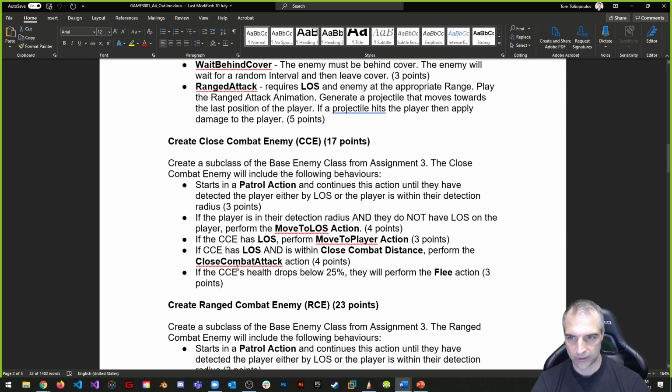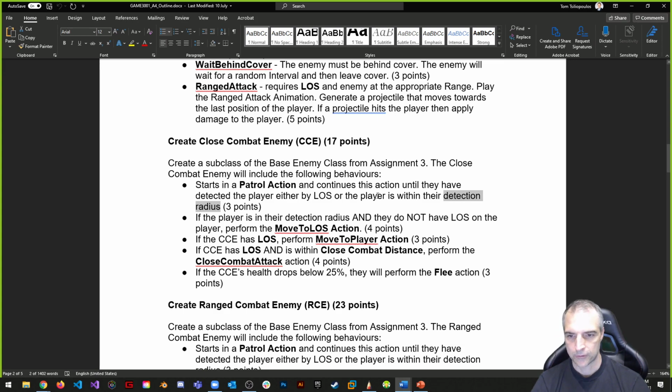But let's specifically look at dissecting the close combat enemy and seeing what that looks like in terms of our structure. We'll start off with the idea of using a tree structure as opposed to something else. We'll use a decision tree, which is the easiest one to start off with, I would say. If we dissect it, it starts as a patrol action. So we start in patrol, and then we move out of patrol until we have either line of sight or we're in the detection radius. So we're in patrol. Do I have line of sight or detection radius?